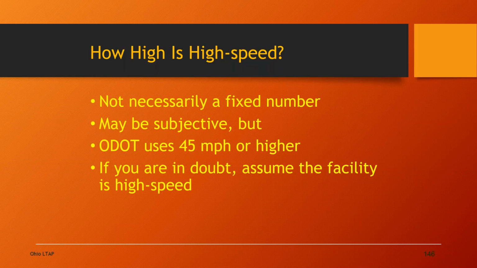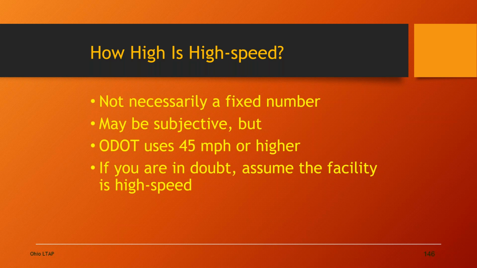So in a high-speed lane closure, how high is high speed? Well, it's not necessarily a fixed number. It may be subjective, it says, but at ODOT, we use 45 miles per hour and higher as high speed. But if you are in doubt, which a lot of people are when you get into the local level, we assume the facility is high speed.